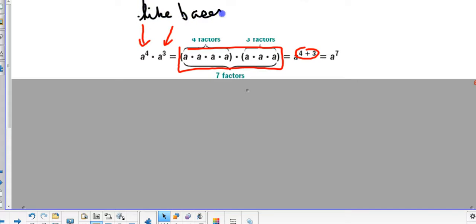and here my base is a. If I have a to the 4th times a to the 3rd, it's talking about 4 factors of a times another 3 factors. So it's a total of 7 factors, and so I can write it as a to the 7th. And really think of it as a to the 4 plus 3, because again, I'm multiplying and exponent already is multiplication. So it's just kind of continuing on more multiplications.